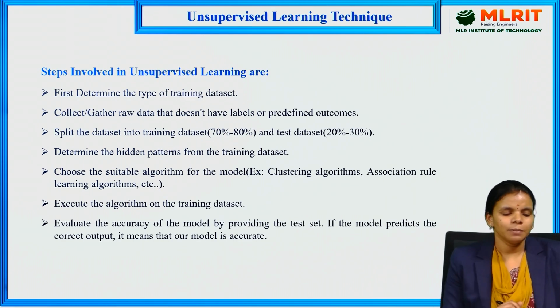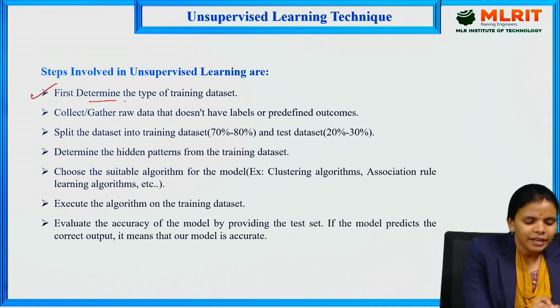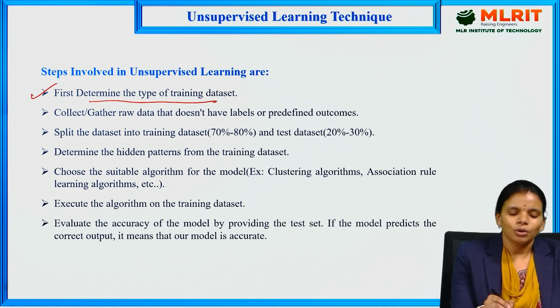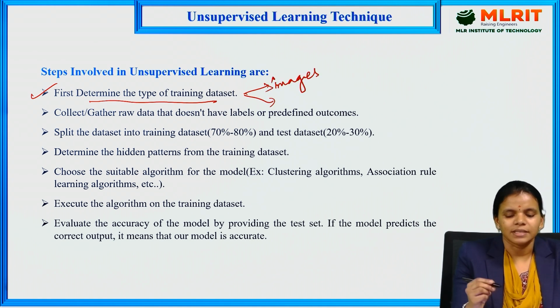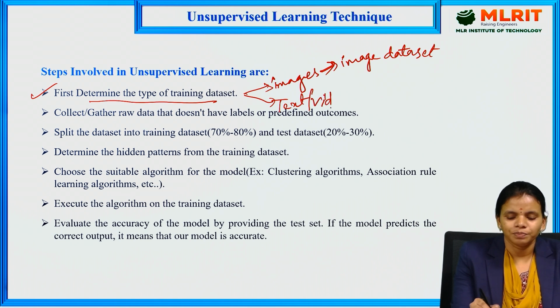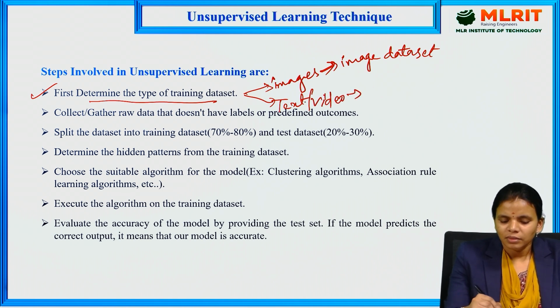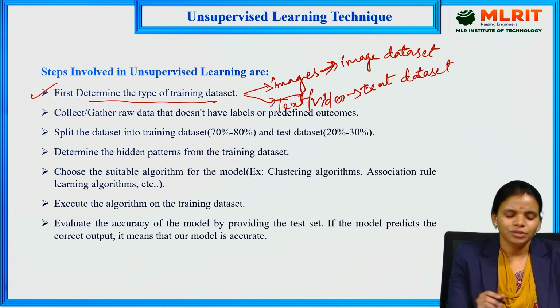So coming to the steps involved in unsupervised learning technique. The first one is to determine the type of the training data set. So what is the type of training data set? If the problem is related to images, then we need to take the image type of data set. If it is a type of text or videos, then we need to determine this text type of data set. So this is determining the type of the training data set.